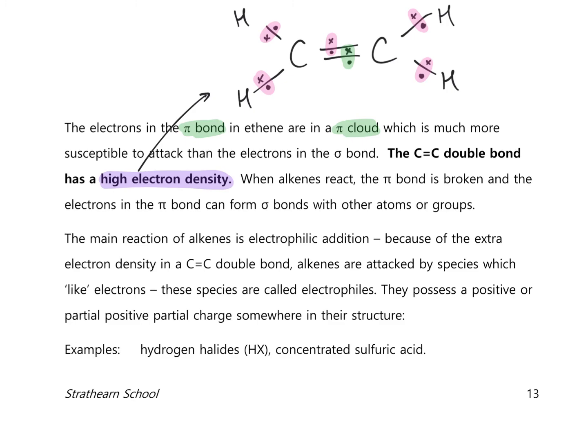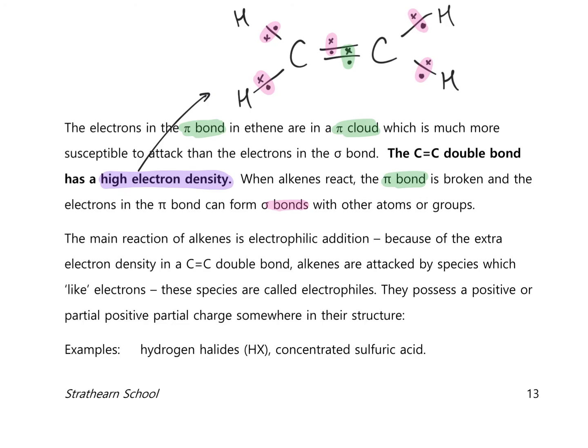That's the one that is caused by the indirect overlap of p orbitals, so it's easier to break. So when alkenes react, the pi bond is broken and the electrons in the pi bond can form sigma bonds with other atoms or groups. And we'll see that in our mechanism. That will make more sense when we look at our mechanism. But essentially what we see happening is the pi bond breaking. So that's the one from the indirect overlap, the weaker of the 2 bonds essentially. And then it will use the electrons from the pi bond to form sigma bonds with other atoms or groups.